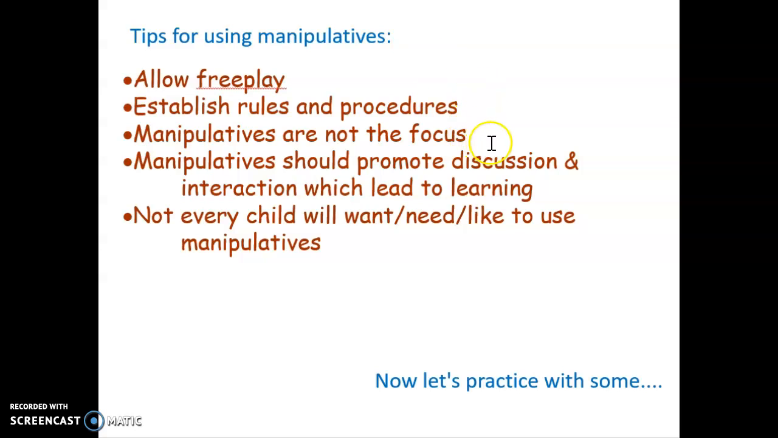And again, we already said that manipulatives are not the focus. They're just there to help us out. Manipulatives should promote discussion and interaction. So you should be working with these, helping your students work with these, and discussing what you're doing as you go. And this last one I think is really important. Not every child likes manipulatives, wants manipulatives, needs manipulatives. Some students have a very symbolic way of thinking anyway, and it doesn't take them very long to get to the point where they don't want to use manipulatives.